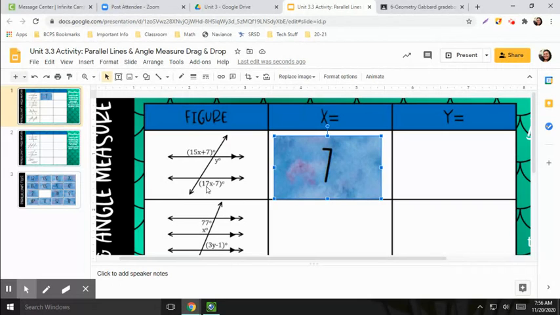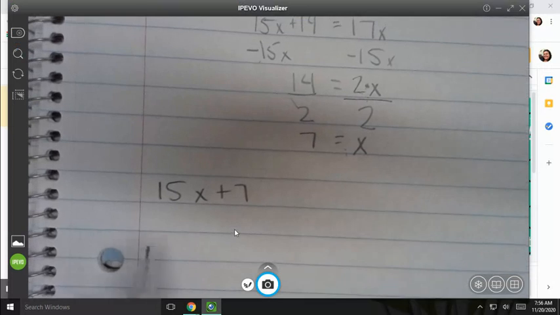So what we have to do is go in and substitute our 7 in for our x because we know that that's what it is. And then that will give us the actual measure of that angle. So I'm just going to use this 15x plus 7 and we'll see what we get. So we have 15x plus 7.